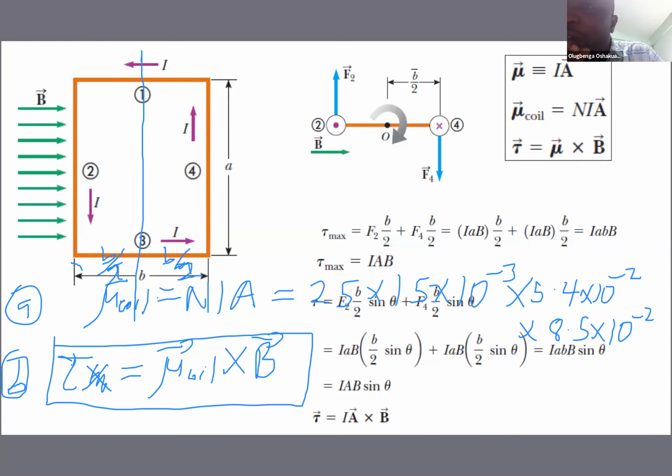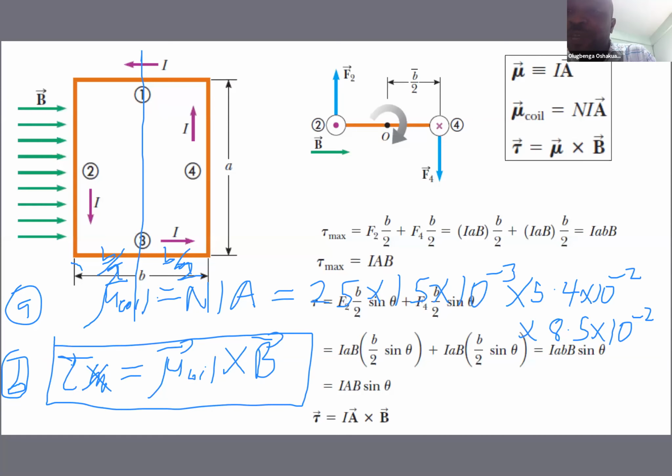Why is torque not affecting lines 1 and 3? Because lines 1 and 3 are parallel to the magnetic field. The direction of the magnetic field and the direction of parts 1 and 3 are parallel, so the cross product there will be 0.